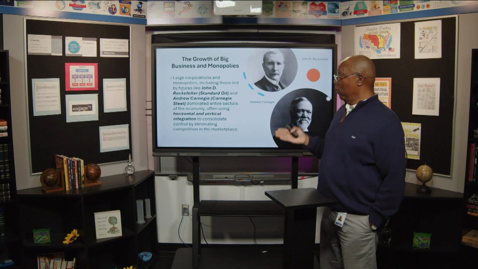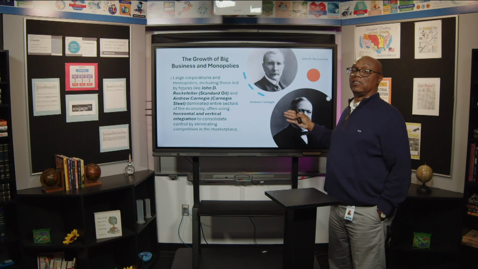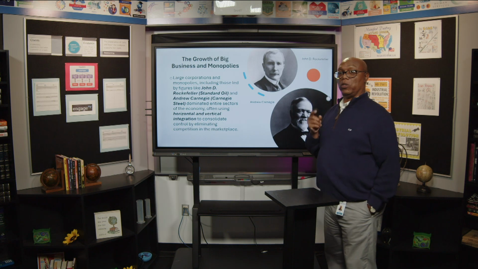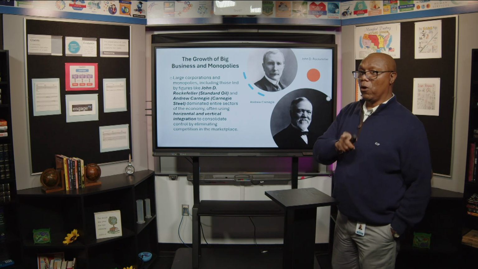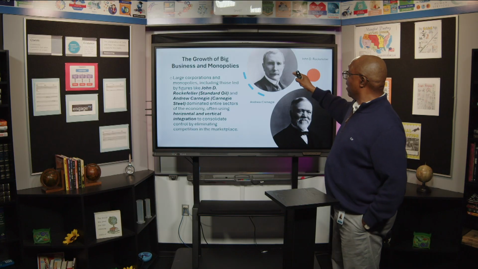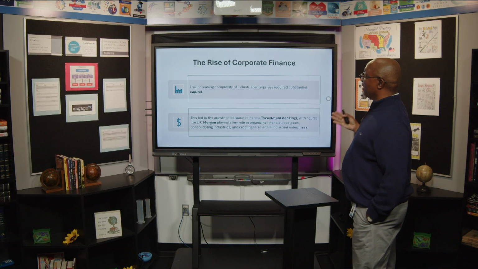So vertical consolidation means that you take over unlike businesses that can complement your production, and then horizontal is where you take over like businesses, both of which were used to eliminate competition in the workforce and in the marketplace, and they became very wealthy at that particular endeavor.